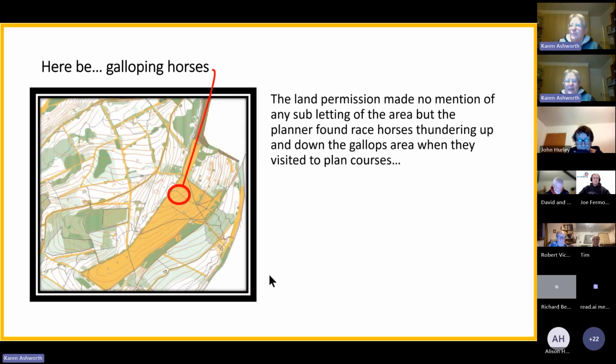Galloping horses, again during the planning process, the planner found race horses thundering up and down the gallops area, even though the land permission didn't mention any subletting.